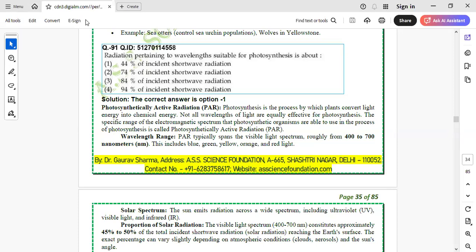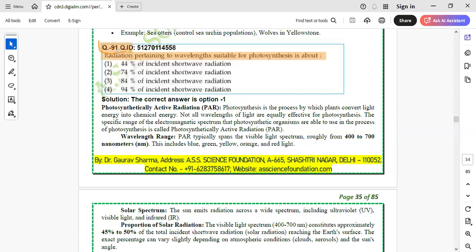Okay. So we have discussed till question number 90, I guess, and today we will be starting with question number 91. So let's have a look. This question is directly from the lines of your ecology textbook, where we talked about incoming solar radiation, the amount available for photosynthesis, ISR and PAR. Question 91 says that the radiation pertaining to wavelength suitable for photosynthesis is about.